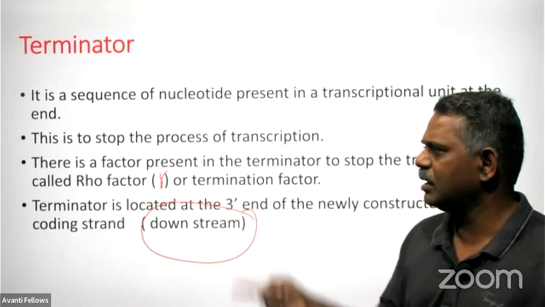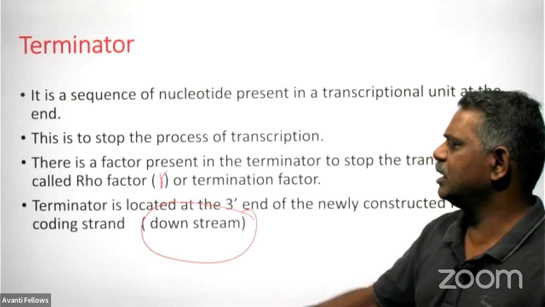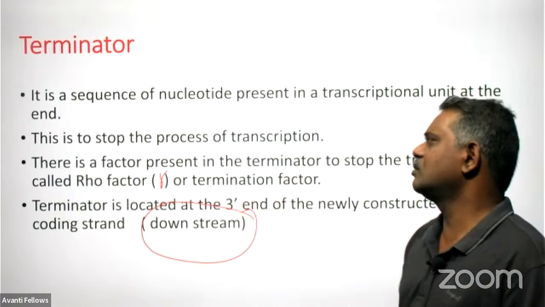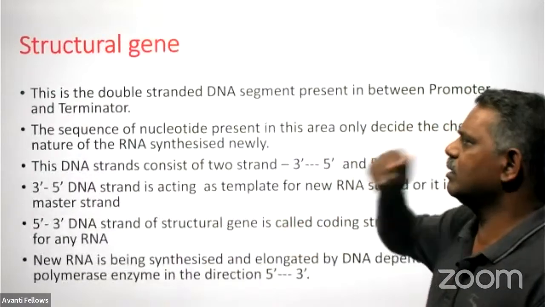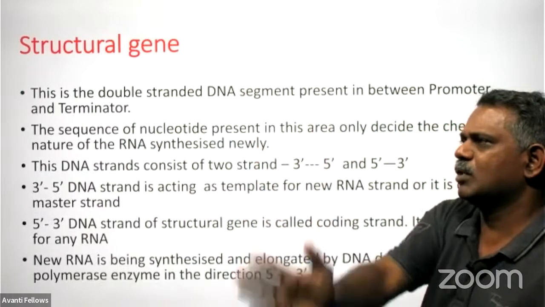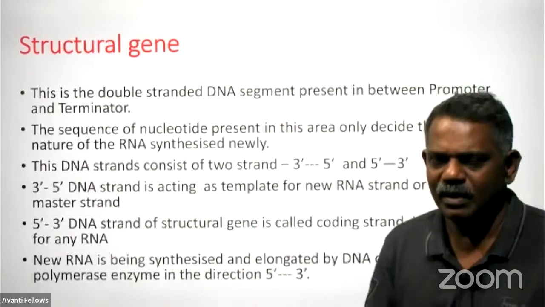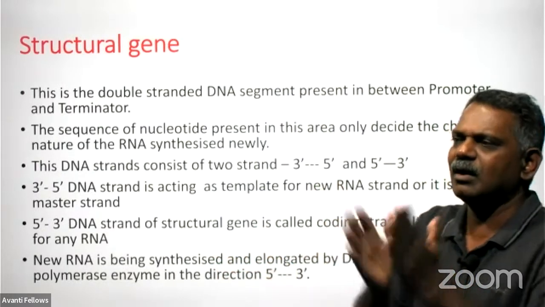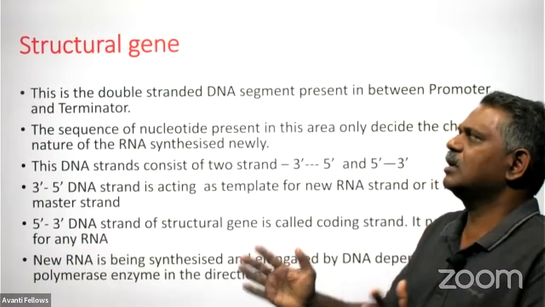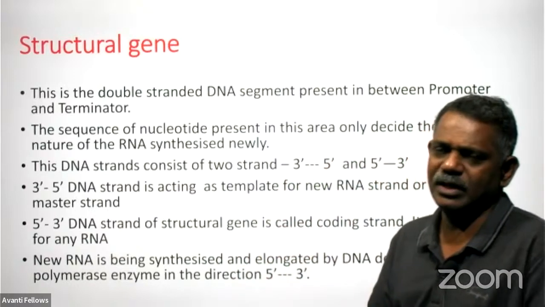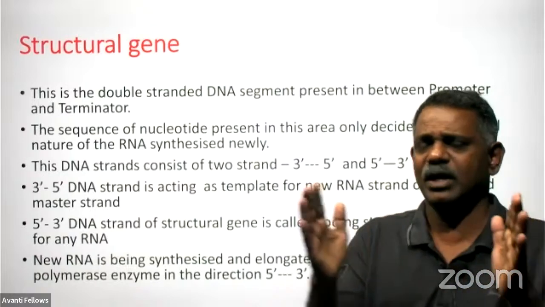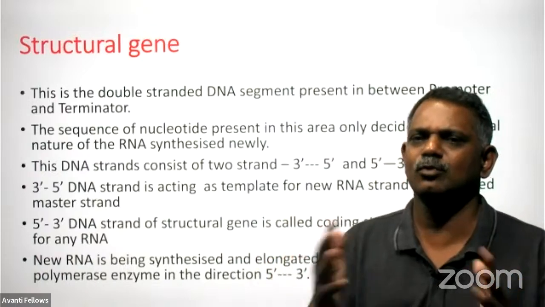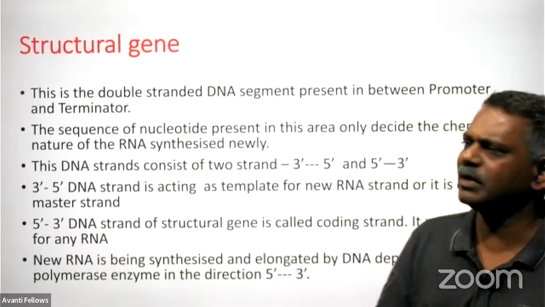Upstream and downstream end: the promoter is in the upstream end of the DNA, whereas the terminator is in the downstream end. In between the promoter and the terminator, there are many sequences of nitrogenous bases in the template strand or the coding strand, and it is called the structural gene. Why is it called the structural gene? Because this area determines the chemical nature of the newly synthesized RNA. That is why we call it the structural gene.